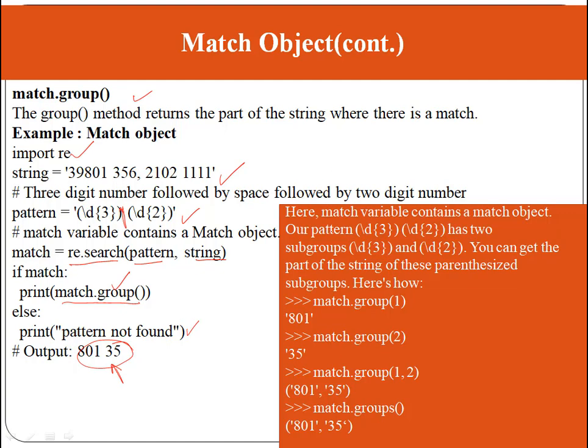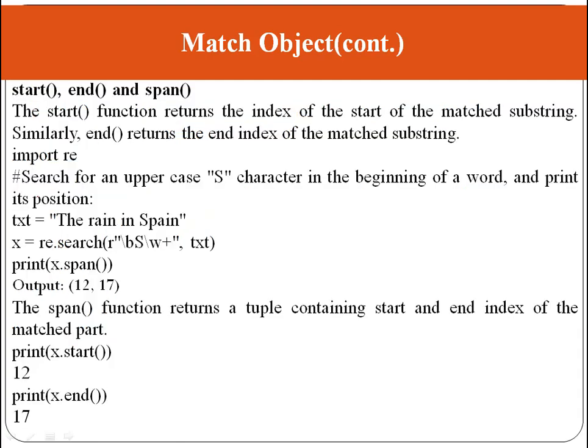You can see over here our pattern has two subgroups. This is group 1, this is group 2, and in between we have a space. You can get the part of the string for each of these. The first group that matched is 801, and the second group that matched is 35. match.group(1, 2) returns them in the form of a tuple, 801 comma 35. Then if you want to know the positions, there is start, end and span. Span gives the starting position and the ending position. Start gives only the matching starting position, and end the matching ending position.